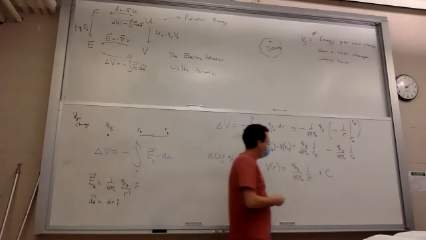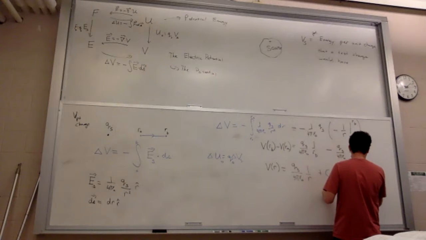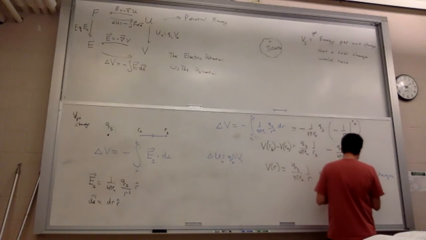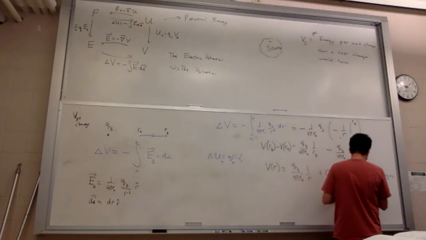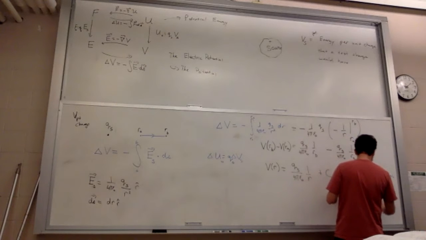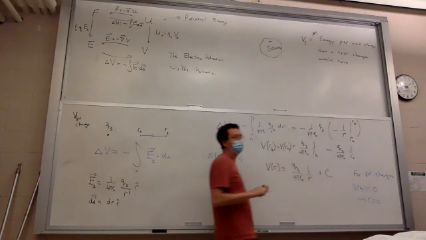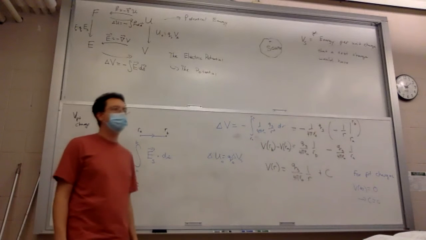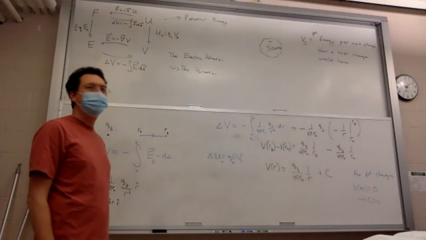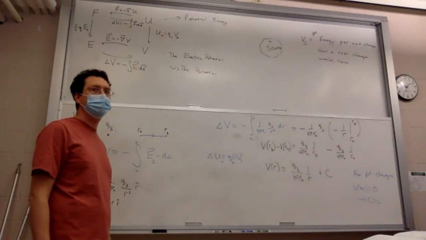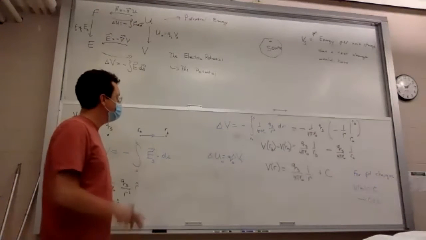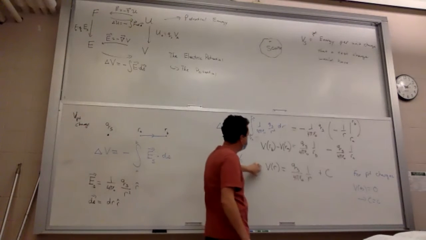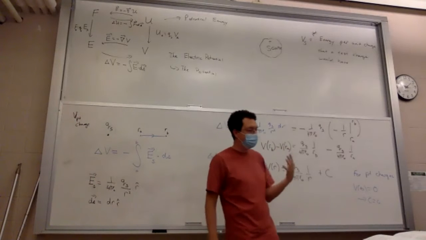So for point charges, we usually say V of infinity equals 0, which chooses C equals 0. That's usually what you do. If you do something other than that, it gets kind of gross. For other shapes, you would choose something else. And just as with potential energy, the value of V is not really physical. It's differences in V that are actually physically measurable.